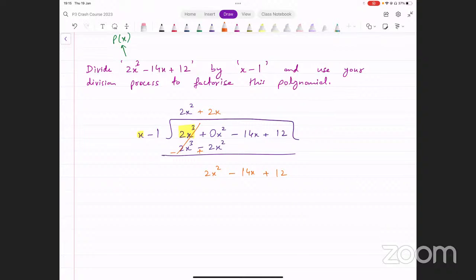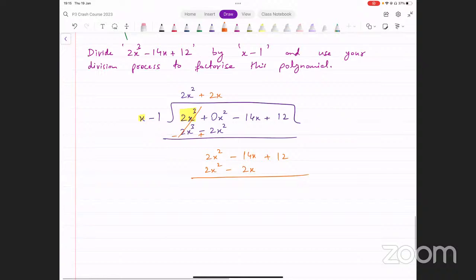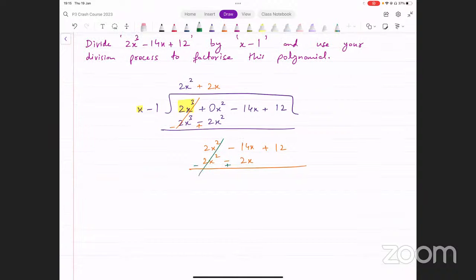All right. Now you multiply 2x with this thing. What does that give you? That gives you 2x squared minus 2x. All right, now we change the signs again. Put this straight line. And now change this negative to positive, this gets cancelled. And we have minus 14x plus 2x. That becomes minus 12x plus 12.